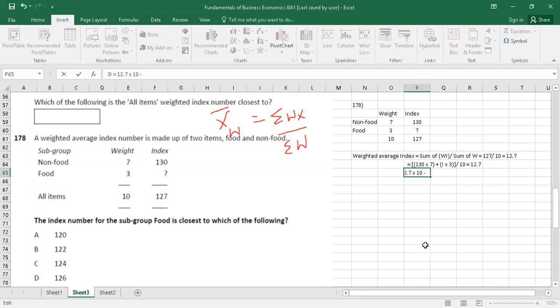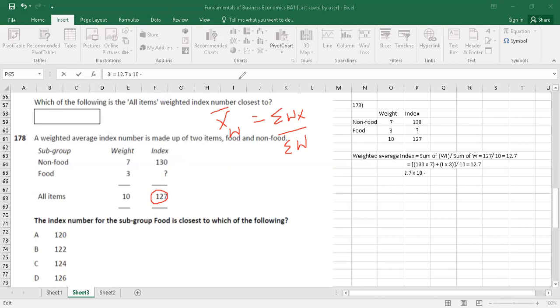See, all items index, it is not the total of, this is the X bar W. I think the placing should not have been here, but sigma X bar W itself is 127. It is not just the sum total.